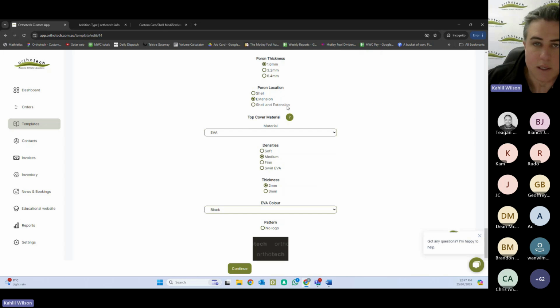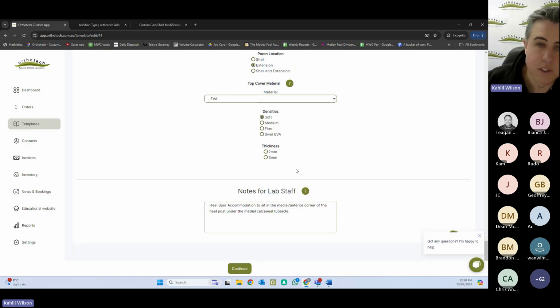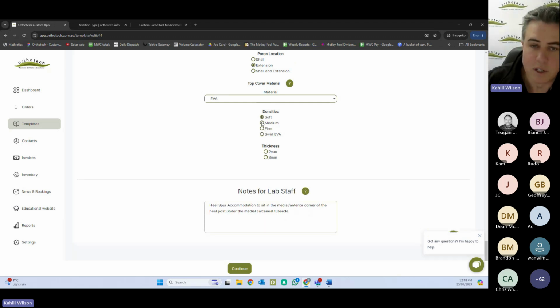So we've added some additional poron. We've added an EVA as a top cover. You may want to choose neoprene if you prefer that. But if you've got room in the shoe, some sort of cushioning top cover, or even going to a soft top cover in 2 or 3 mil may be more beneficial.